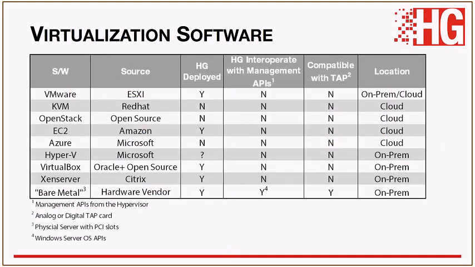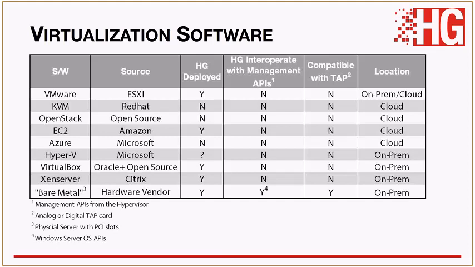when we talk about virtualization software, there's a lot of different kinds. There's VMware, which is what we're pretty much used to, and that's been deployed within a customer on-prem environment, and our software's been deployed on it. There's also KVM, OpenStack. EC2 is another virtualization environment, done by Amazon, which we've actually deployed on. There's Azure, Hyper-V. Hyper-V by Microsoft, we're not certain. We think we may have been deployed within a Hyper-V environment.